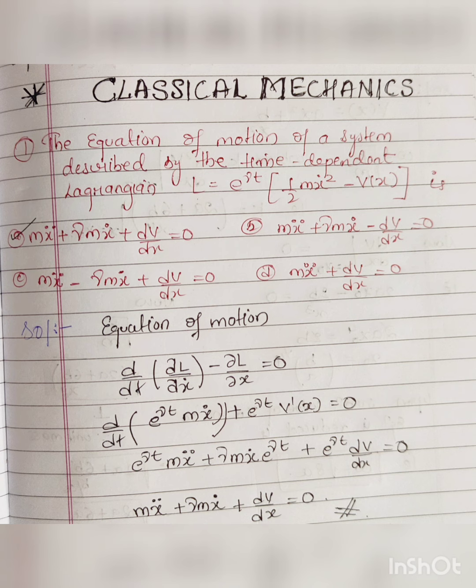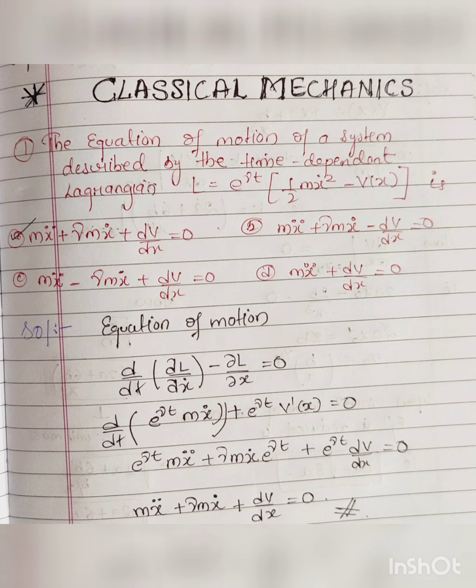Question number 1. Motion of a given system is described by the time independent Lagrangian, that is L is equal to e to the power of nu t, into the bracket, half m x dot square minus v of x. We have to find the equation of motion for the given Lagrangian. Here we know the equation of motion for the Lagrangian, that is d by dt of dou L by dou x dot minus dou L by dou x, that is equal to 0.